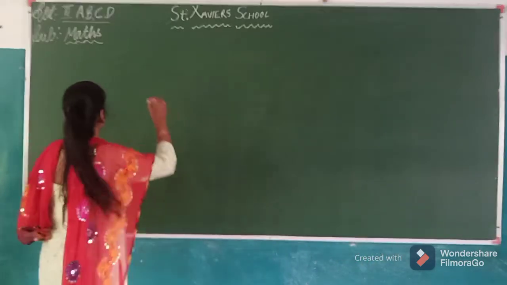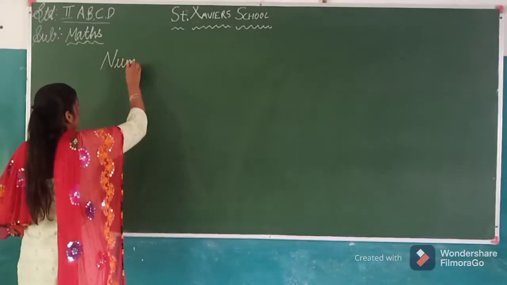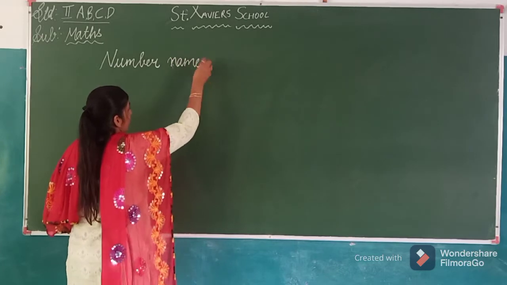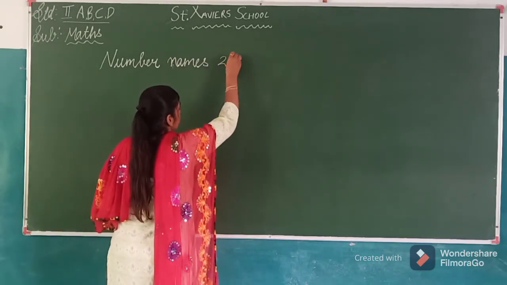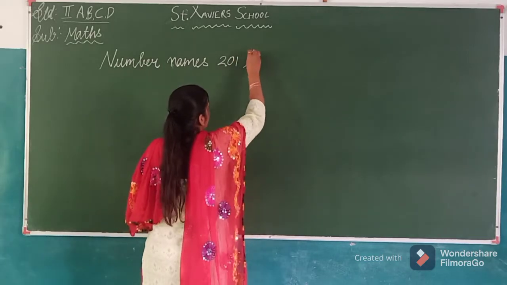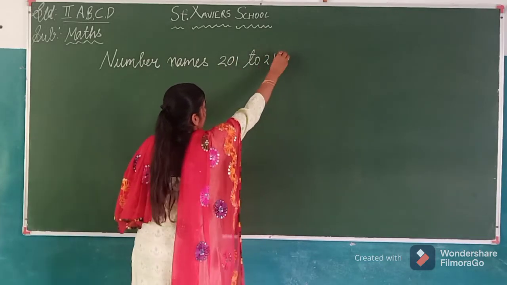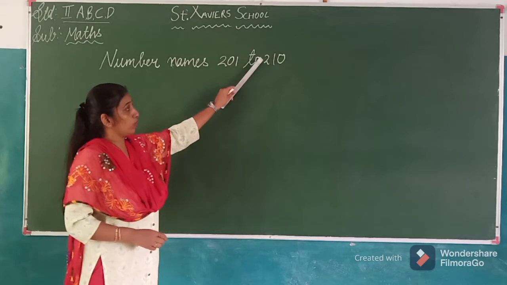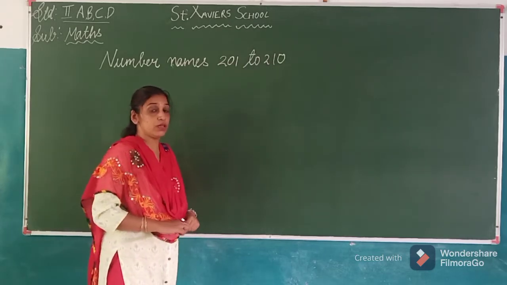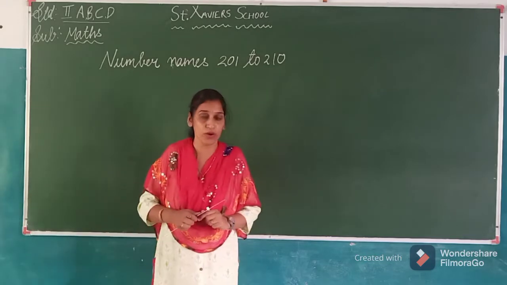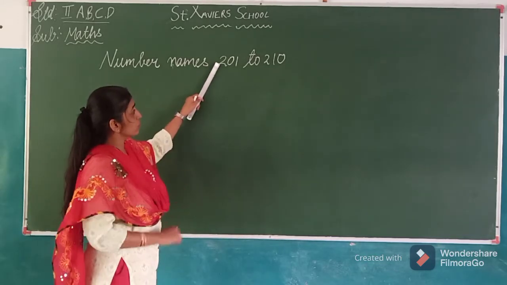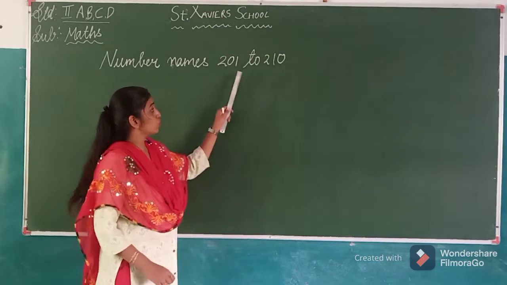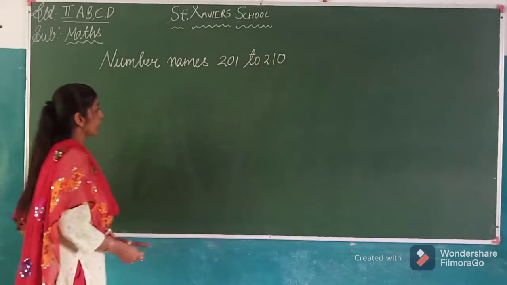Now, today, we are going to learn number names from 201 to 210. What is written over here? 201 to 210. Let us revise something. Previously, what did we get? 101. In the place of 1, what is written over here? 2. Rest of the thing is the same. 201 to 210. Shall we start?